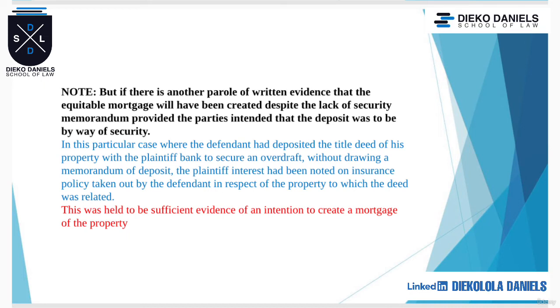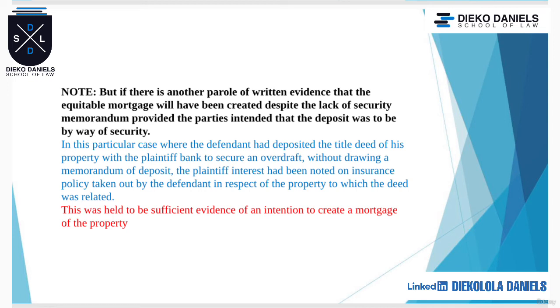That insurance policy was drawn by who? By the defendant. The defendant took an insurance policy and then he noted the plaintiff's interest in relation to the title of the house. The insurance was taken in relation to the house, and the defendant, the person who mortgaged his own property, took the insurance and noted in the insurance policy the interest of the plaintiff bank, and he also noted that the title deed was a form of collateral.